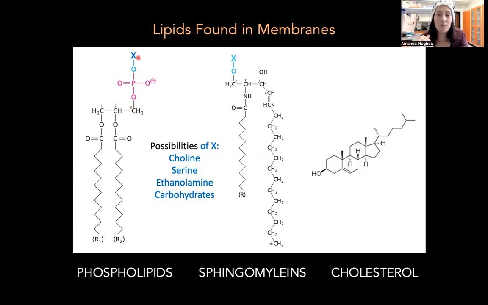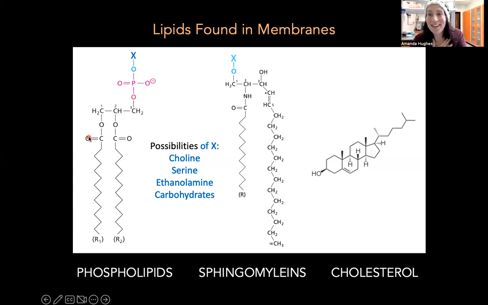And typically there's more than just phosphate. There's an additional something attached onto that phosphate. Some examples are choline, serine, ethanolamine, or carbohydrates can be attached to that phosphate. Off of 2 carbons in your glycerol chain, you'll have free fatty acids attached. A free fatty acid would have had a carboxylic acid right here, but that carboxylic acid becomes condensed with the alcohol and forms this ester bond.